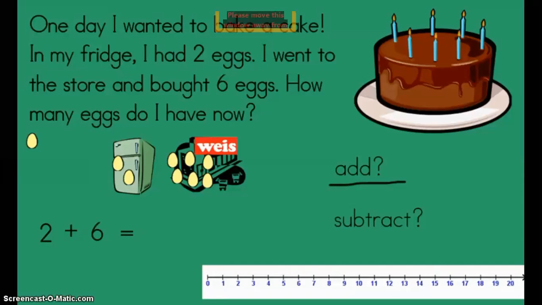And when I add those together, I can either use my number line, which I've given you, or I can use the picture I've created, and I get a sum of 8. And then don't forget to label your answer. 8 eggs. How many eggs do I have now? I have 8 eggs. Let's look at another story.